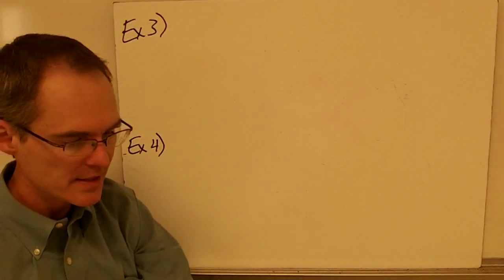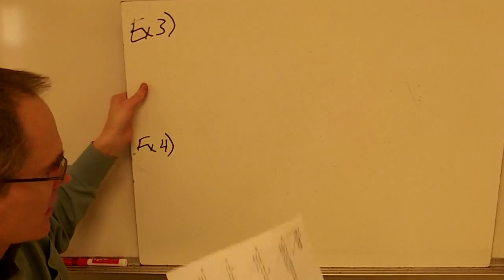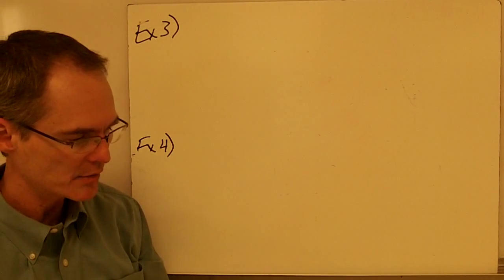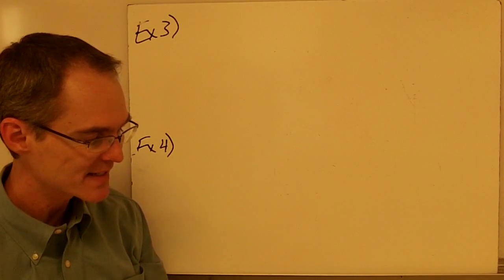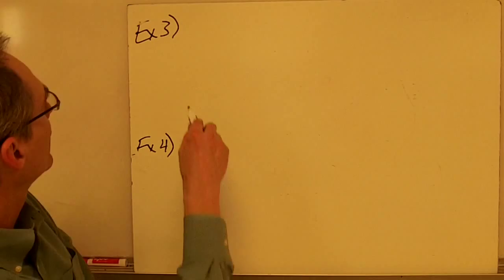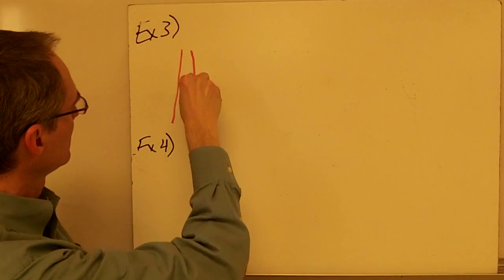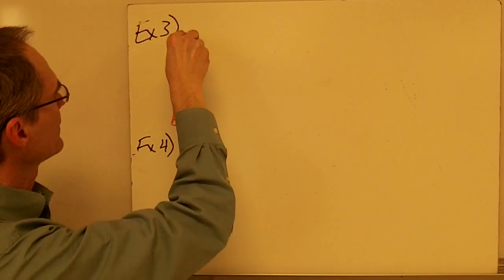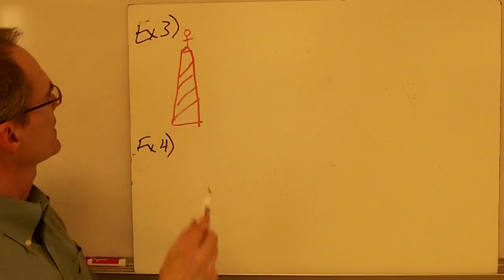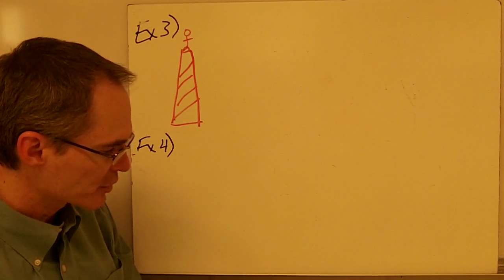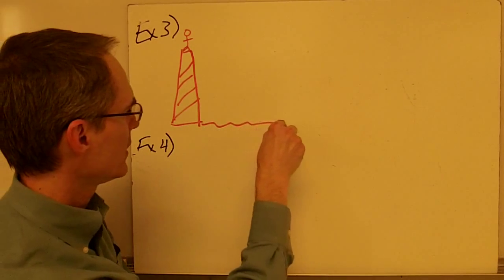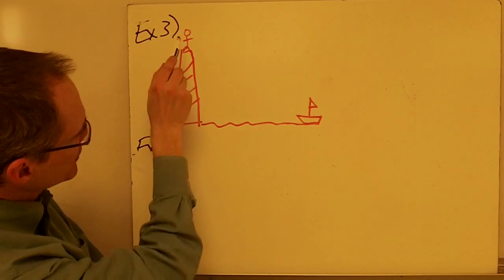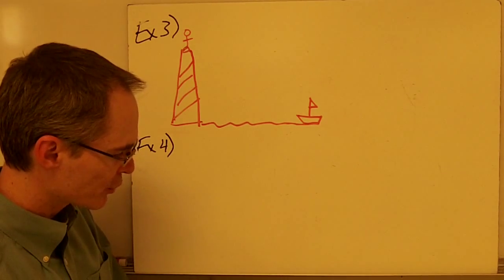All right, so let's take a look at these examples using angles of depression. Example number 3. From the top of a lighthouse, an observer notices a boat and finds the angle of depression to be 12 degrees. Okay, so I need a lighthouse. Here's my lighthouse. I've got an observer standing up here on top of the lighthouse. And an observer notices a boat. Okay, so here's the ocean. And here's a boat. Observer sees a boat and notices the angle of depression to be 12 degrees.